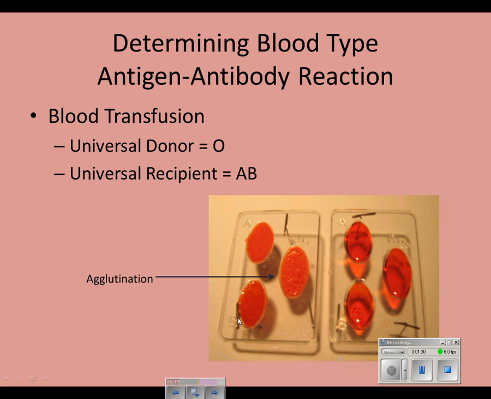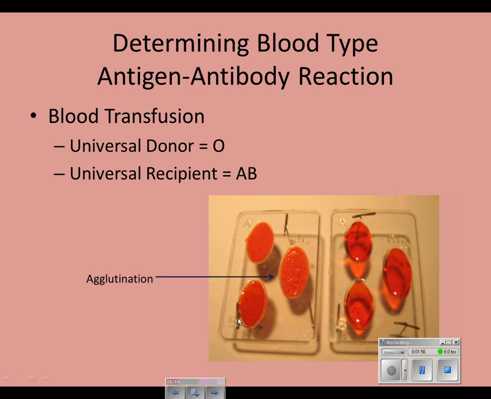Now, to determine blood type, it's a very easy test, and it's just an antigen-antibody reaction. In your blood, you have the antigens on the red blood cells. Those are either A, B, or none. In the plasma, you actually have antibodies for the opposite type. So if you have the A antigen on your red blood cell, you have type A blood, but in the plasma, you have antibody B.